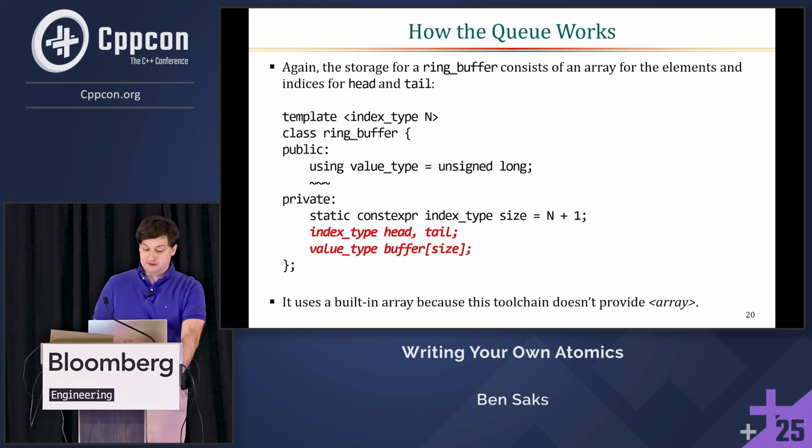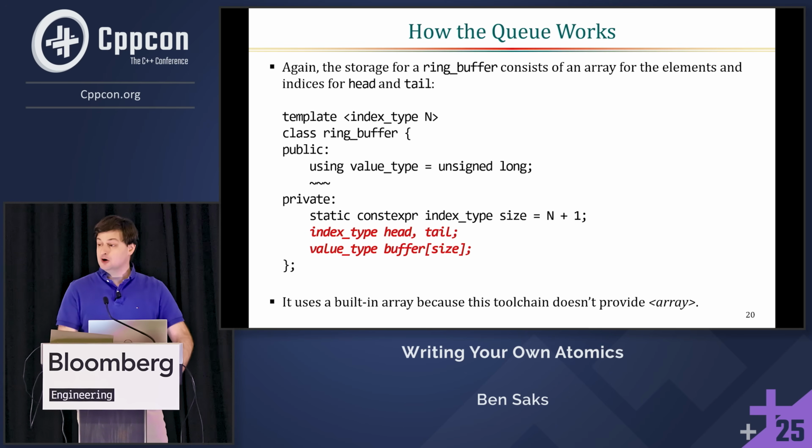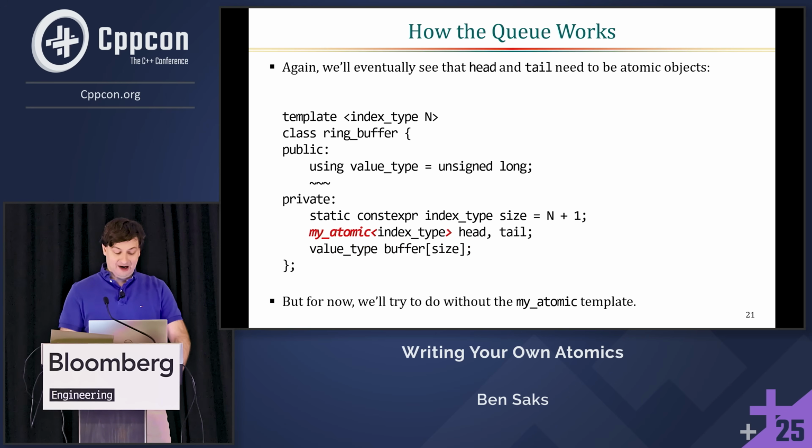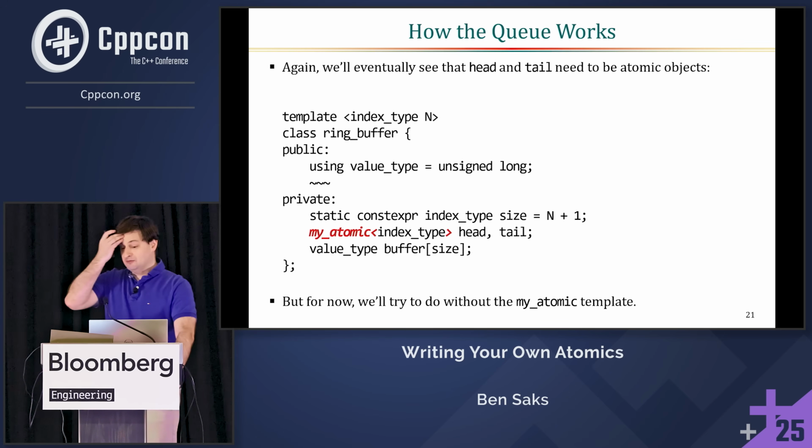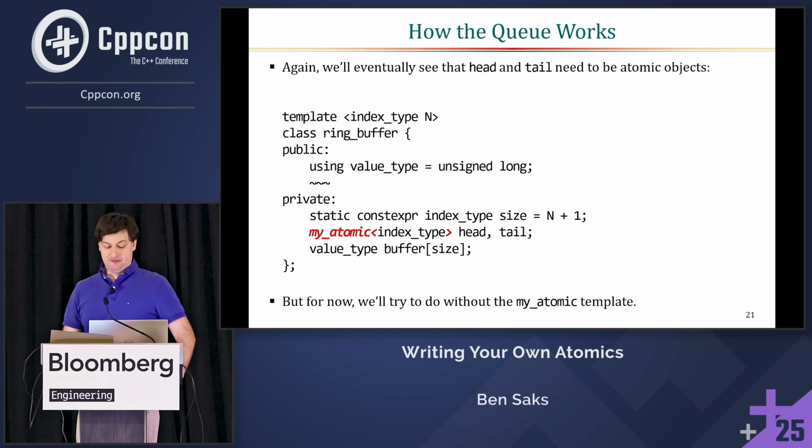As we'll see, this version that I'm showing you right here wouldn't quite work. Eventually I'm going to need to turn head and tail into objects using my atomic template that I'm going to be showing you how to write. But for right now, we're going to try and get by without that template, and I'll show you what kinds of things go wrong if we don't have that.